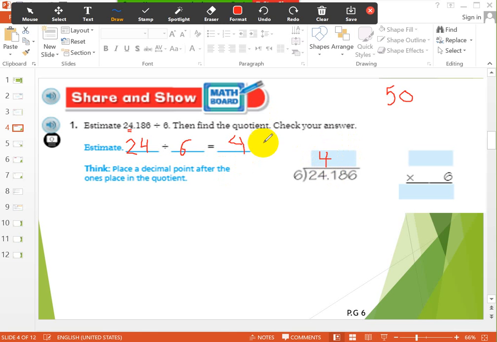Now, it will be 4. Now I will multiply 4 with 6. It will be what? 24. So I will write it here. 24.